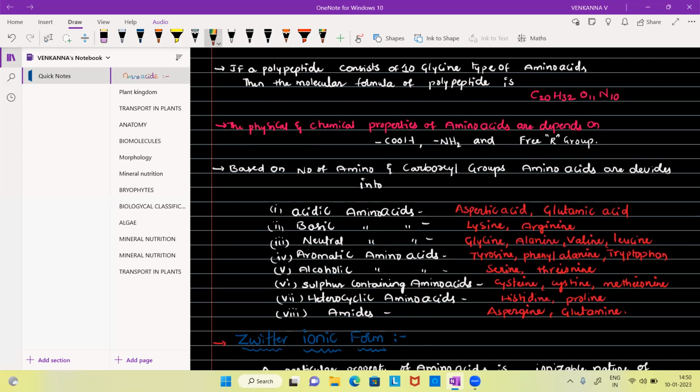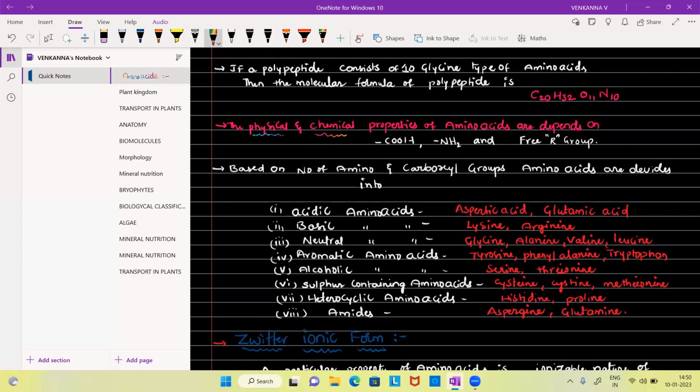You know that the physical and chemical properties of all amino acids are decided by three groups only: the carboxyl group, the amino group, and the free radical group, that is, the R group. So the carboxyl group, amino group, and R group decide the physical and chemical properties of all amino acids. Based on the number of amino groups and carboxyl groups, the amino acids are divided into several types.